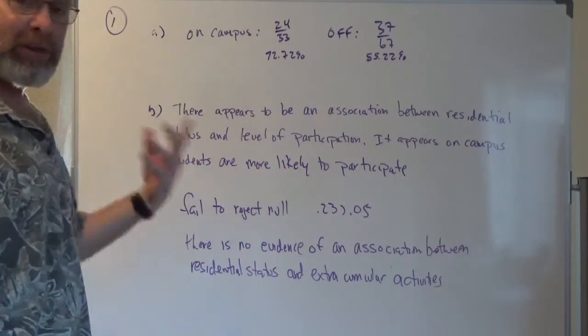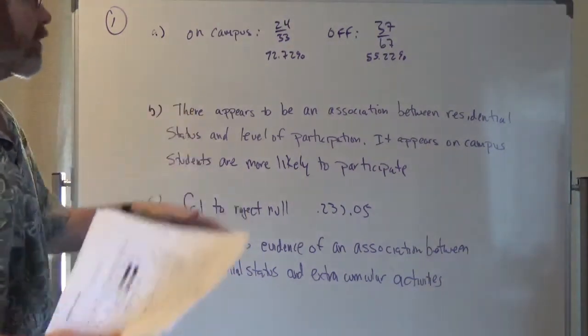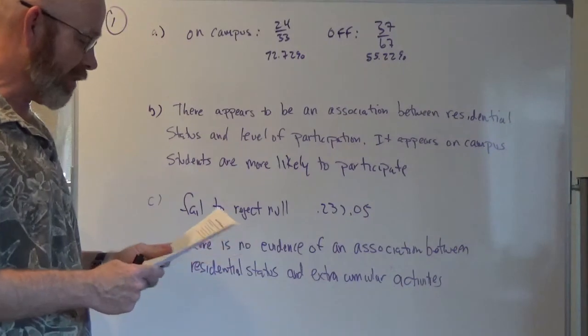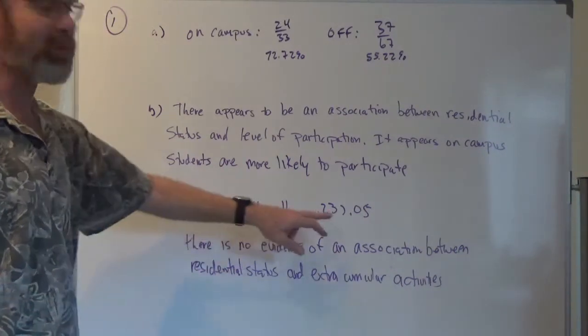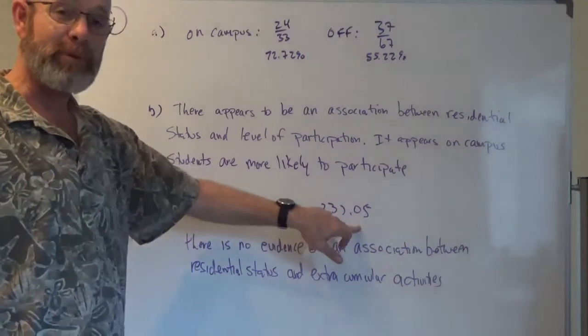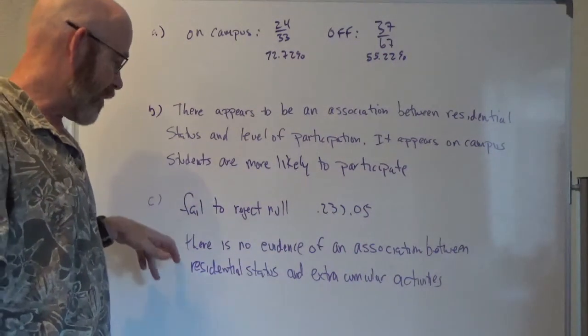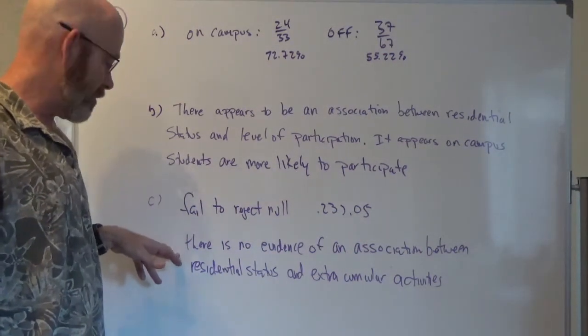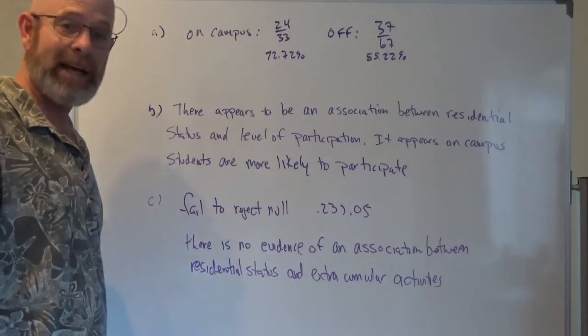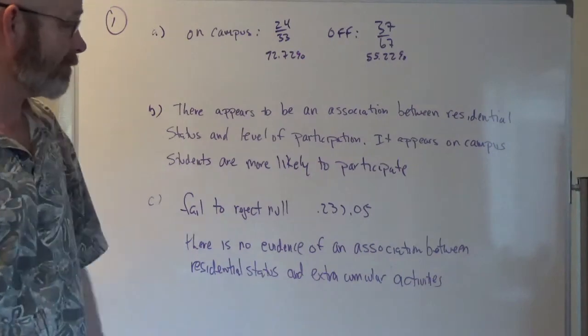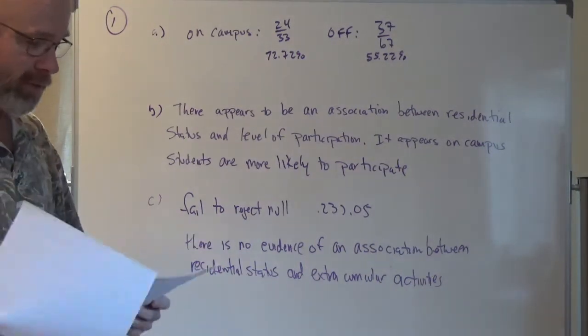We have since learned that there are tests to figure this out rather than looking at pictures, small sample sizes, right? So they ran a test, they gave us the null and the alternate, and they got a p-value of 23%, greater than 5%. So we're going to fail to reject the null, which means there is no evidence of an association between residential status and extracurricular activities. Pretty straightforward. Problem number 1. Hopefully we did okay with that one.